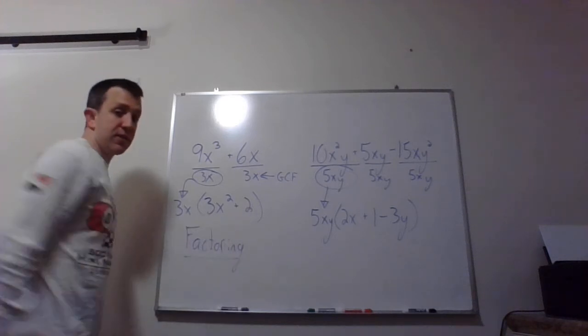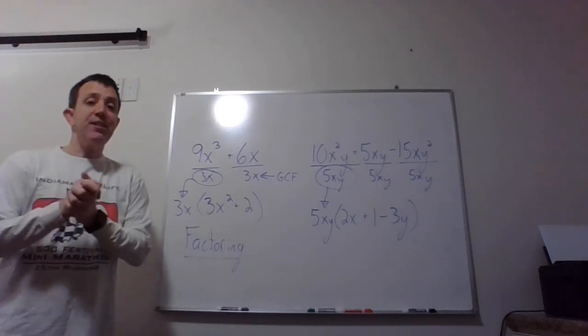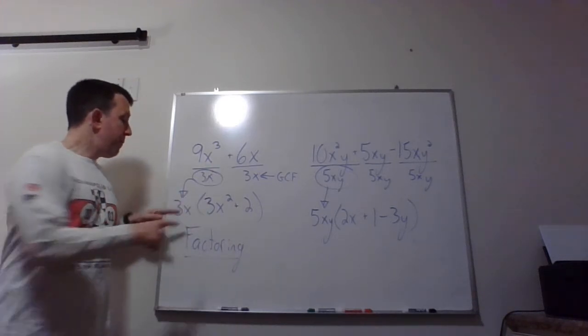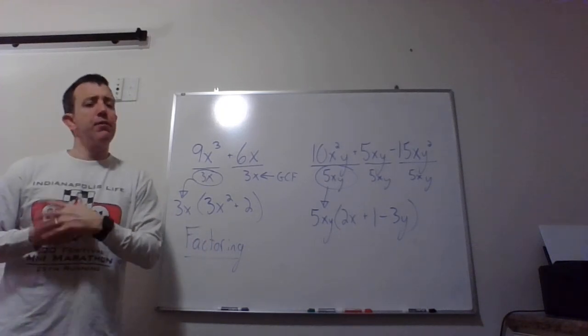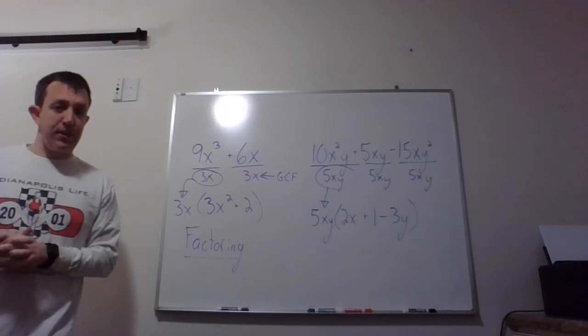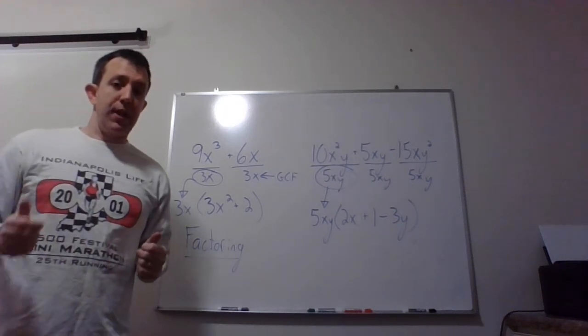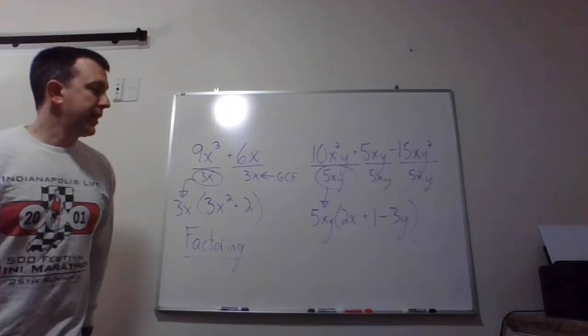And this is factoring. We're basically turning a polynomial back into a multiplication problem. Okay? So it's really the reverse of what we were doing in the last chapter when we were multiplying polynomials together. All right, let's look at my second example.